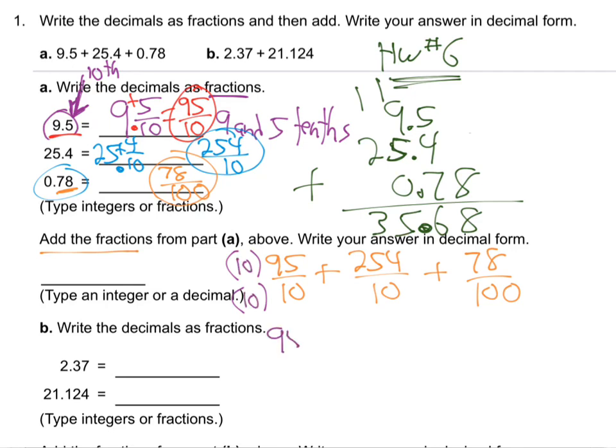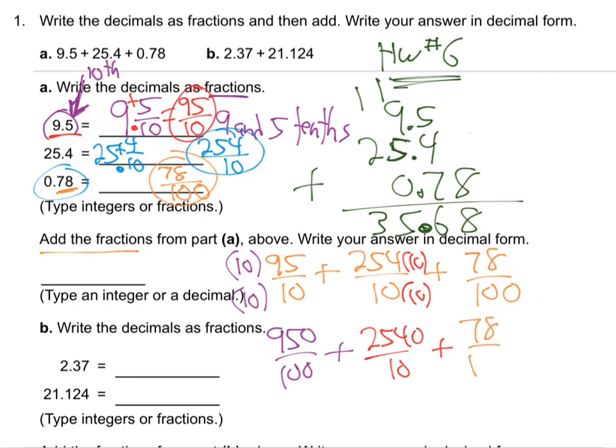So that would become 950 over 100. And then the middle one, same kind of thing, top and bottom by 10. So 2540 over 100. And the last one doesn't change because it's already got that denominator. Good. Oh, I forgot to make that 100 in the middle, huh? Here we go. So now they all have the same denominator, 100. So I can just add up the numbers. Now, what numbers am I going to add up? Well, 950 and 2540 and 78. Those are the numbers I'm going to add up, huh?